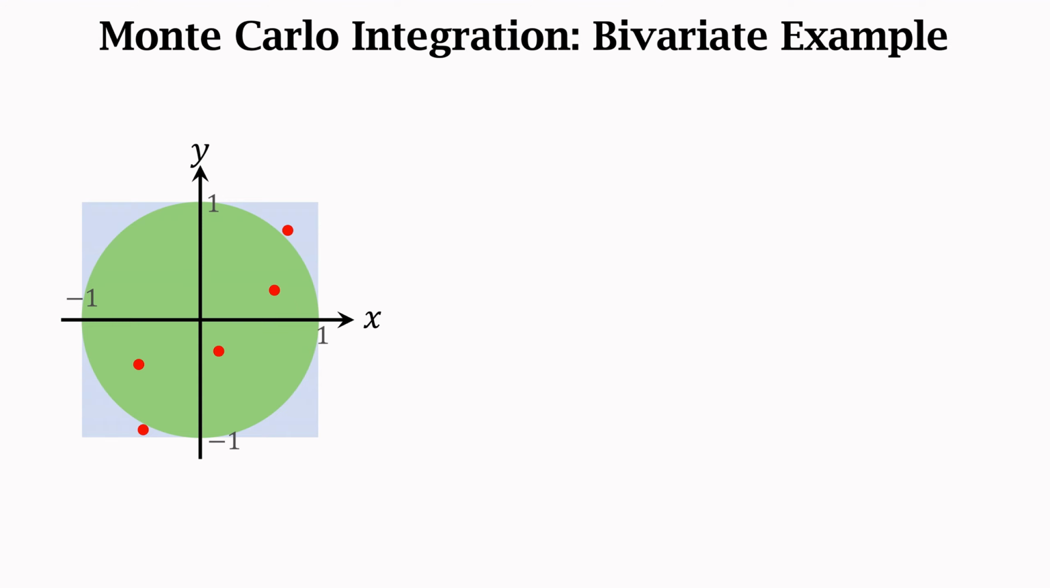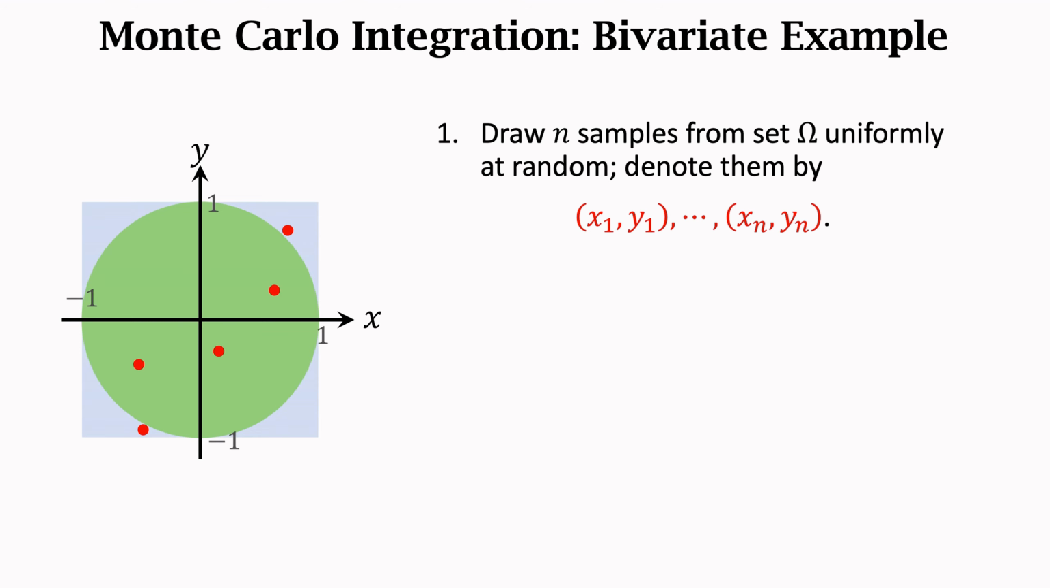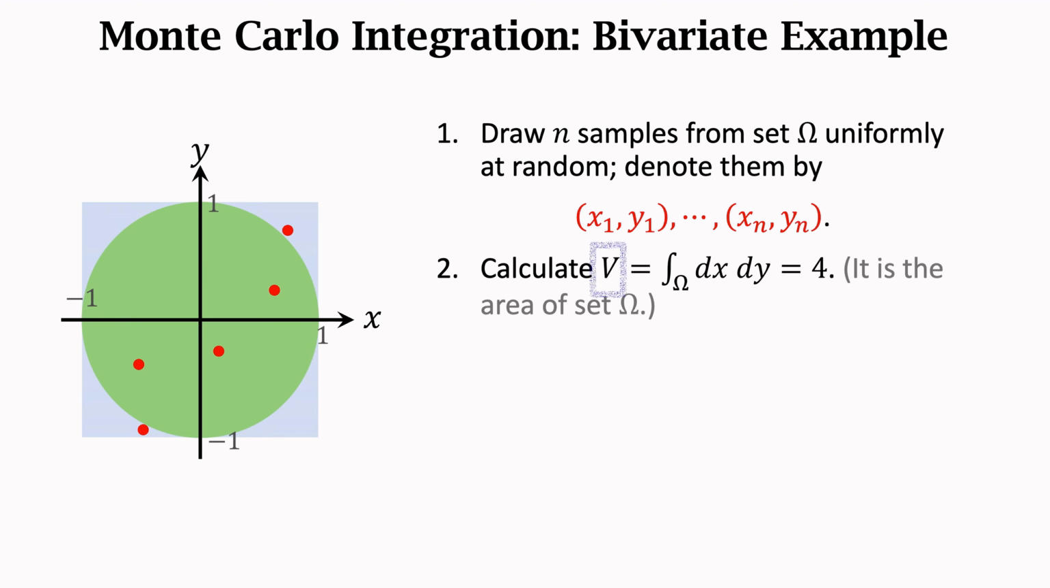Now, let's perform Monte Carlo integration. Step 1 is random sampling. We draw n samples from the set omega uniformly at random. Let the samples be (x1, y1) to (xn, yn). Step 2 is calculating the volume, V. Since the variable is a two-dimensional vector, V is area instead of volume. The set omega is a blue square. Its sides have length of 2, so its area is equal to 4.